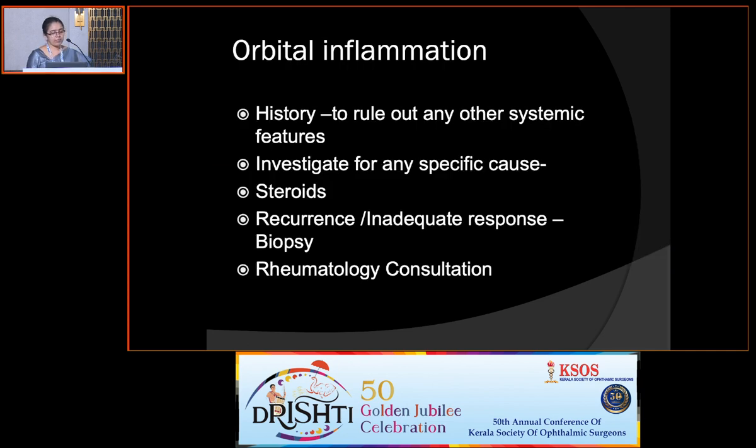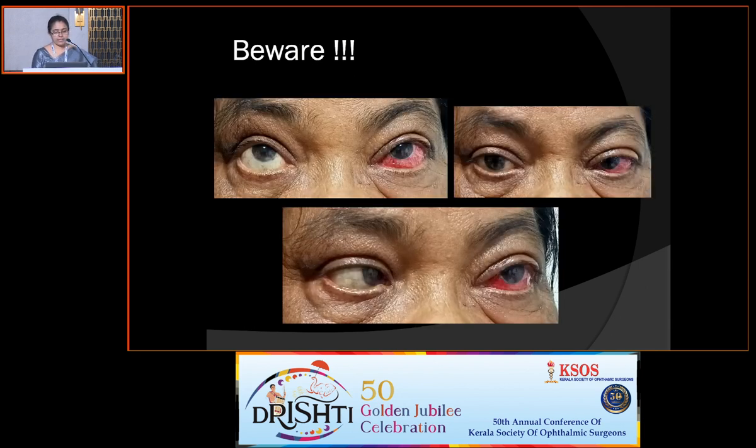In orbital inflammation, take a good history because you have to rule out so many systemic diseases, then investigate for any specific cause like granuloma, GPA, sarcoid, which we see most commonly, then tuberculosis also. Steroids are first line. With recurrence or inadequate response to steroids, think about biopsy. Rheumatology consultation in chronic recurrences to start immunosuppressants.